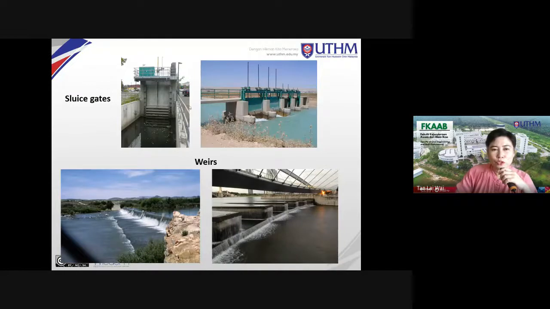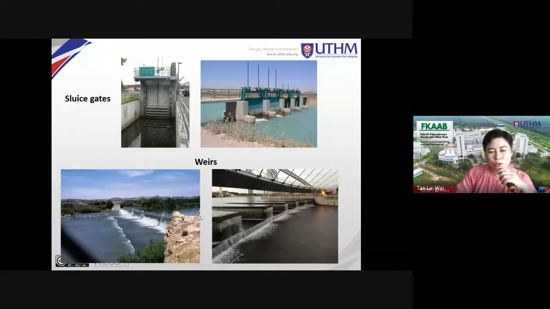The top two images are the sluice gate. It's used to control flow. For example, if you look at the figure on your left, you can also maintain the water level behind the sluice gate. And then this is a sluice gate as well. It's for irrigation purposes. Or it could be a tidal gate, that means you control flow in and out from the river mouth.